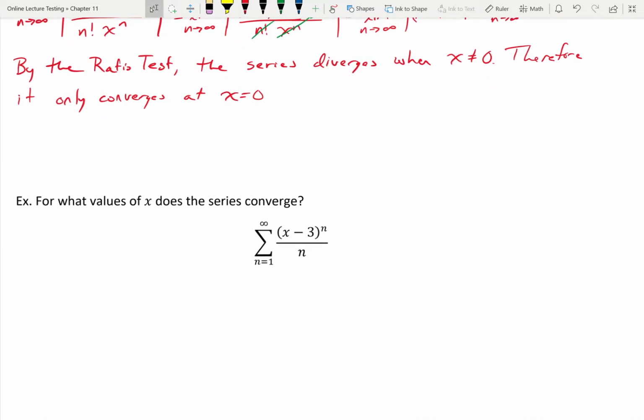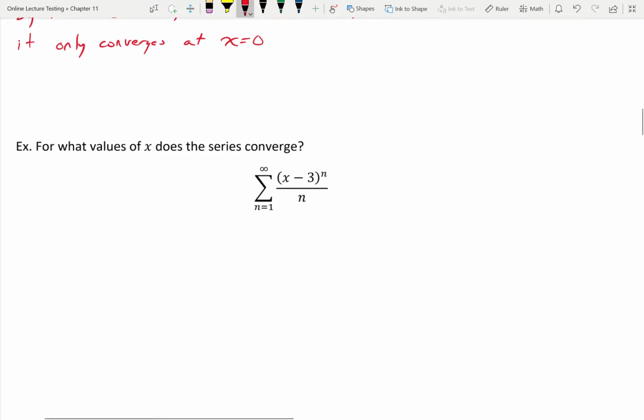So we have (x − 3)^n divided by n. We want to know for what values this converges. Well, I have an exponential function of some sort with a base of x − 3, and then I have a polynomial down here. So the ratio test is probably still a good one to use. In fact, this is hinting at what we're going to be doing for the rest of this section: using the ratio test to help us out with these ideas of convergence.